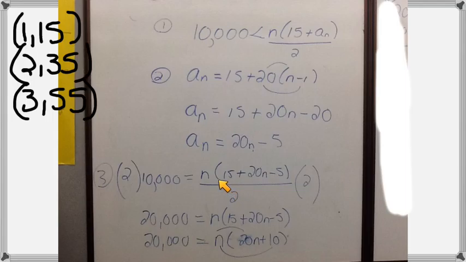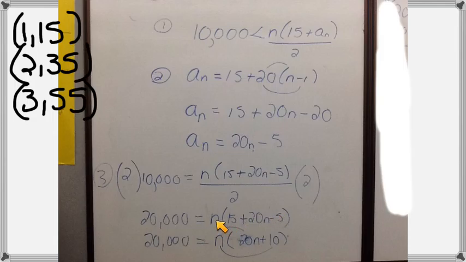So my first step is I'm going to get rid of this fraction, and to do that I'm going to multiply both sides of my equation by 2. This is step 1, this is step 2, this is step 3. Well, when I multiply 10,000 times 2 I get 20,000. When I multiply this times 2, then this cancels out because 2 divided by 2 is 1. And so now this is just n times the quantity 15 plus 20n minus 5.